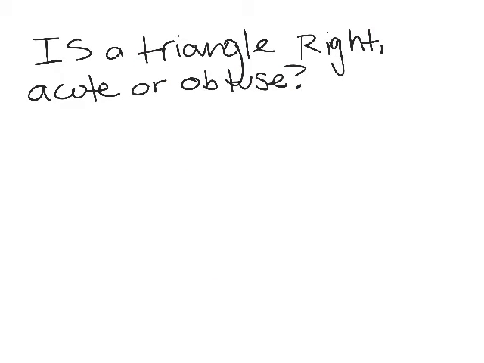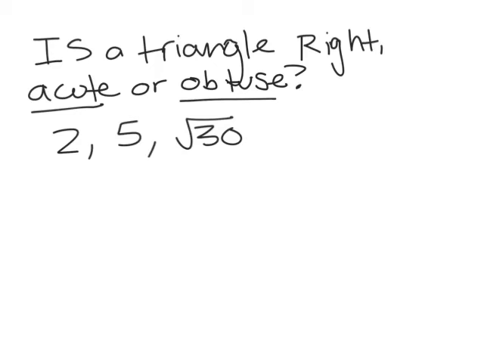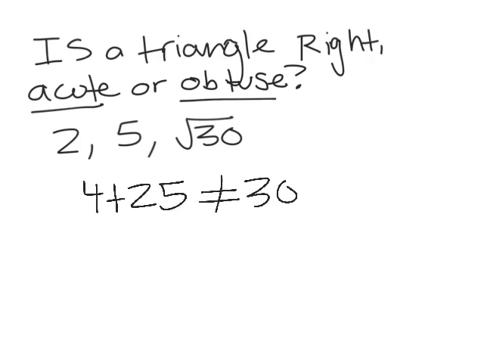Now, the converse of the Pythagorean theorem can also, not only can it show you whether a triangle is right or not, it can also tell you whether a triangle, if it's not right, whether it's acute or obtuse. So let's think about that example that didn't work earlier. So we had the numbers 2, 5, and root 30, and it didn't work. And that was because 4 plus 5 did not equal 30. So I want you to think about this. It's definitely not right, okay? But is it acute or obtuse? Try and sort of sketch it out and see if you can figure out which one it is.